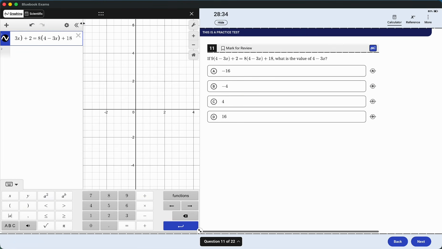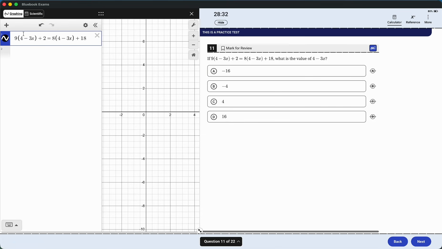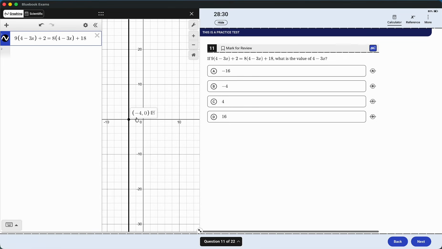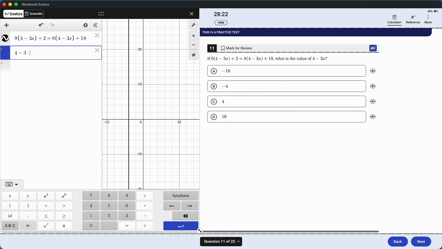And let me just make this equation field a little bit bigger so you can see it all. There it is. And if I zoom out, you see what I find is x, right? You type in an equation, you're going to know what x is. That's what I need to answer this question, 4 minus 3x, right? 4 minus 3 times negative 4. We get our answer 16.